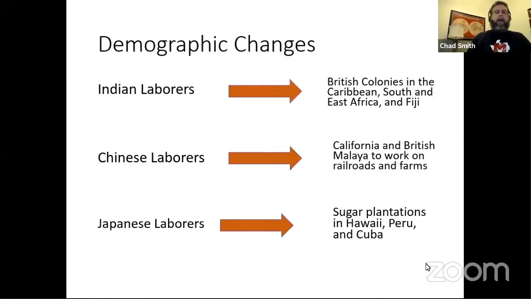Here's some important examples of where different people in large numbers moved in these major migration patterns. For example, Indian laborers moved to British colonies in the Caribbean, in both South and East Africa, and in the Pacific Ocean island of Fiji.